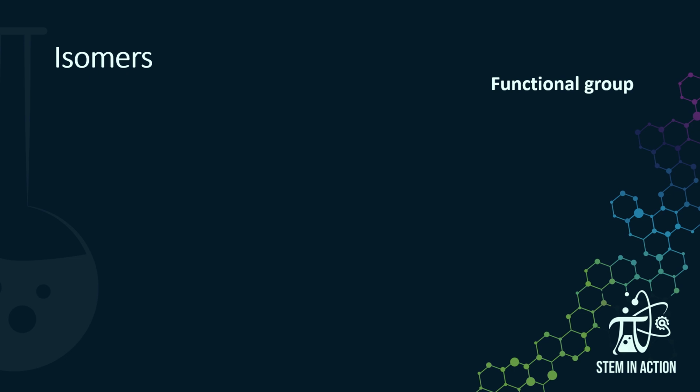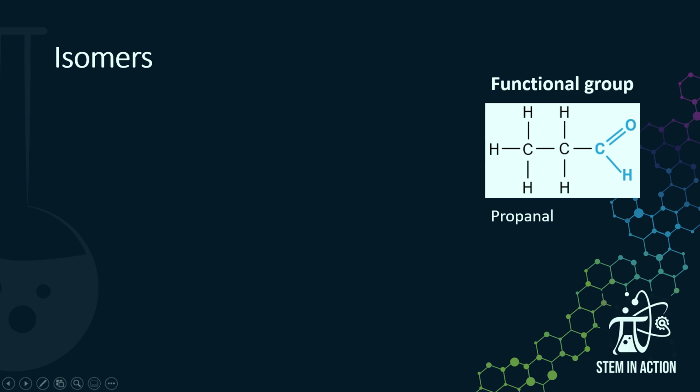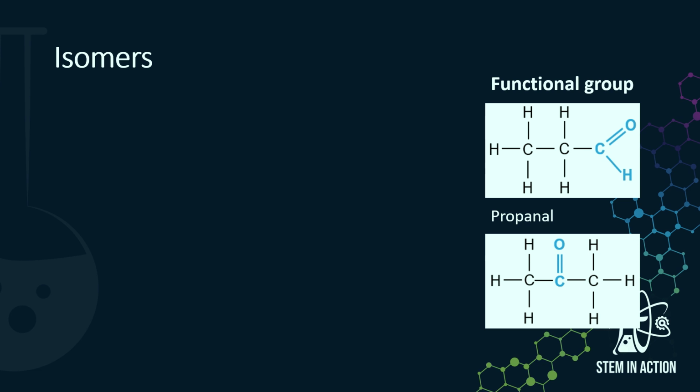So our third isomerization is functional group isomerization. And if we look at this compound, it has 3 carbons, and it is a carbonyl compound. But it is a special carbonyl compound called a formyl compound. And the name is going to be propanal. So it's an isomer of this one, right?